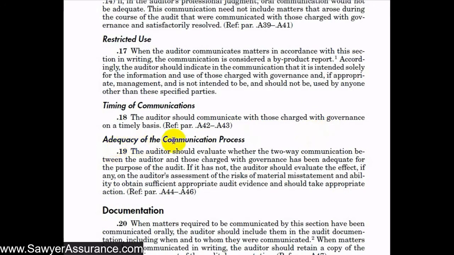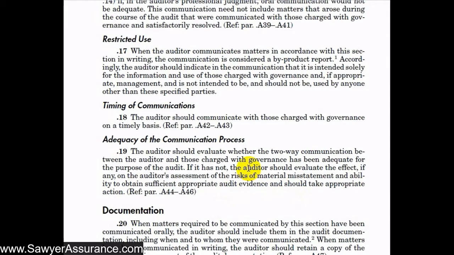But finally, the adequacy of the communication process. We should evaluate whether the two-way communication between us and those charged with governance has been adequate for the purpose of the audit. If it hasn't, then we should evaluate the effect, if any, on the auditor's assessment of the risk of material misstatement and ability to obtain sufficient appropriate audit evidence, and should take appropriate action.